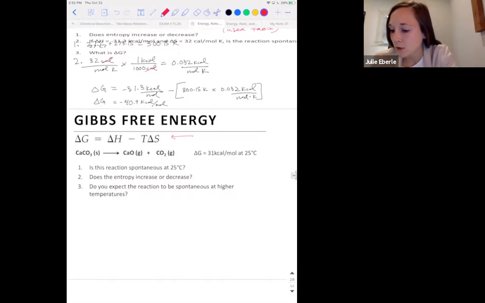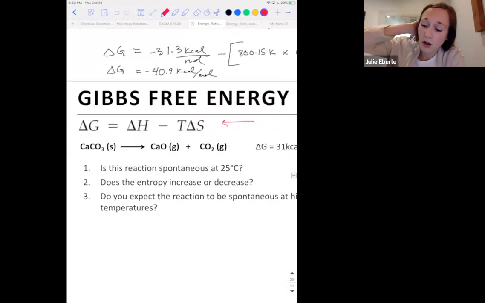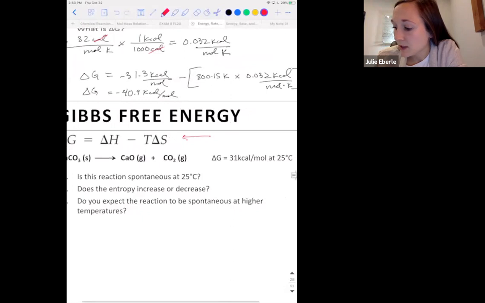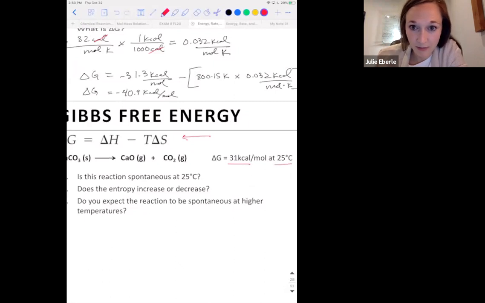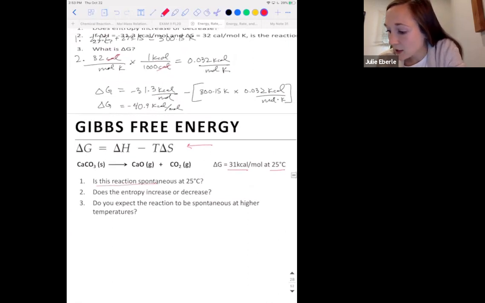Okay, so let's look at this reaction. We have calcium carbonate, and this is a solid, and it is decomposing into calcium oxide and carbon dioxide gas as well. And we're given the delta G. The delta G is a positive 31 kcal per mole at this temperature. Which means at different temperatures it would be different, but at this specific temperature, here's the value. So the first question is: is this reaction spontaneous at 25 degrees Celsius?